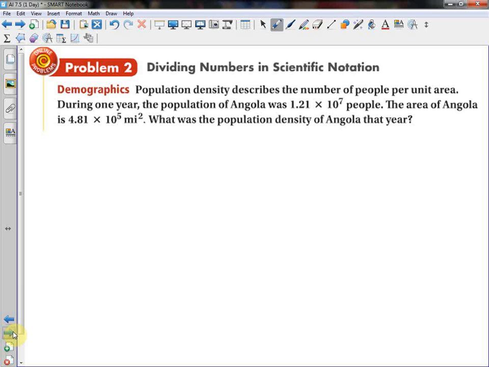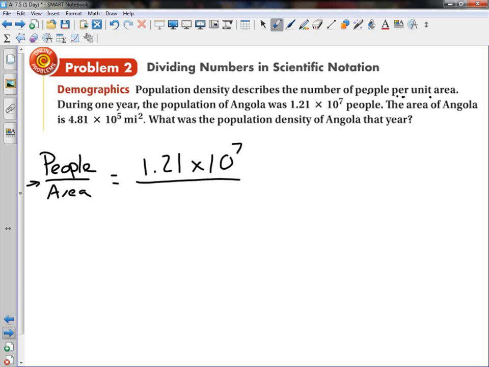what we want to do is, population density describes people per unit area. And per we can think of as a divide sign. So it's people per area. Well, the people of Angola is 1.21 times 10 to the 7th. The area of Angola is 4.81 times 10 to the 5th.